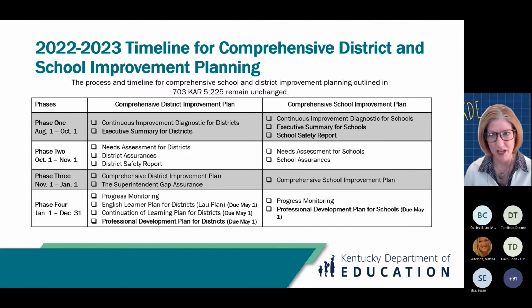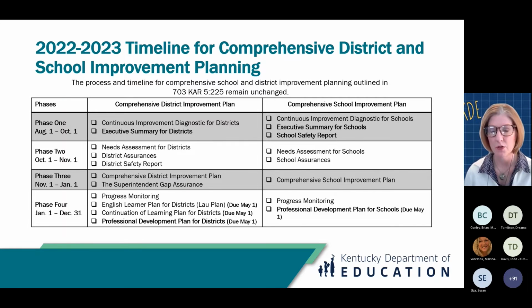What is the actual deadline? You know, the diagnostic says November 1st, but my district's telling me I have to have it earlier. So we did go ahead and actually make that change. It made more sense that the school safety report is due first, and then that information can be used to inform the district safety report.